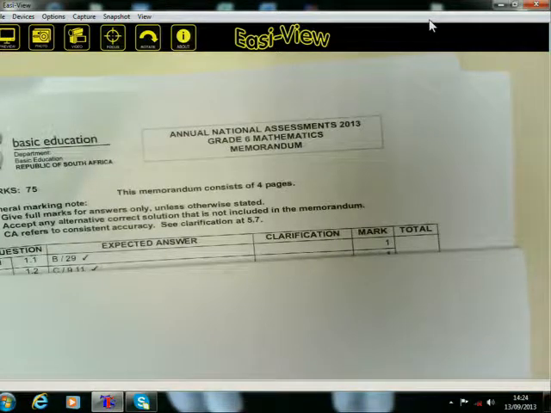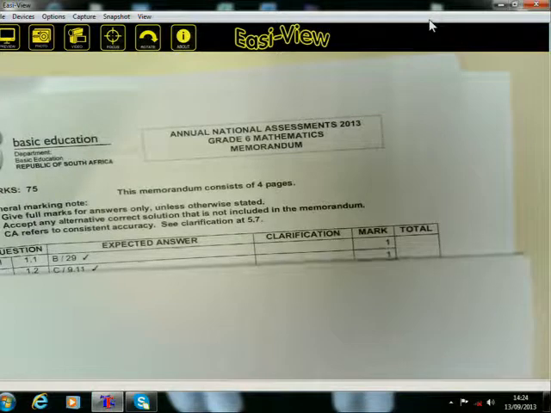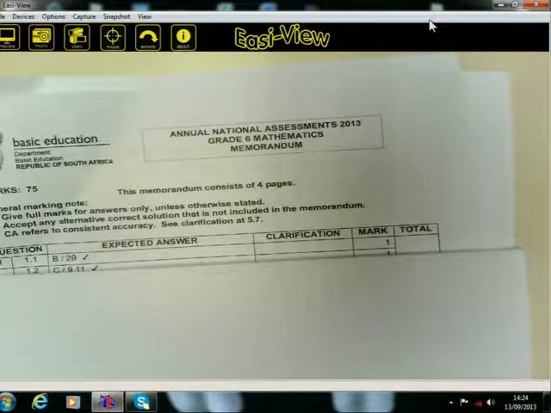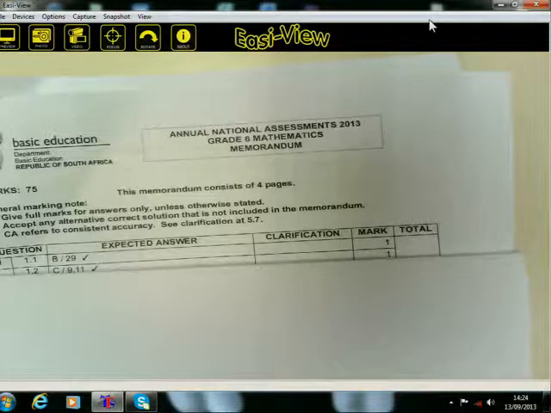Before you mark, I nearly forgot, read the notes on the marking memo. General marking note, it says give full marks for answers only unless otherwise stated. Number 2 says accept any alternative correct solution that is not included in the memorandum. If the solution is mathematically correct, but it is not included in the memorandum, we credit the learner. Number 3, CA refers to consistent accuracy. Then it says see clarification at 5.7.